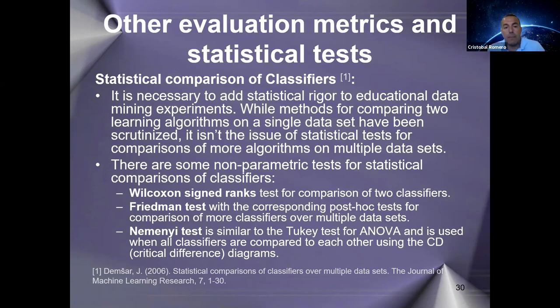Methods for comparing two algorithms on a single data set are normal; that isn't the issue. The issue of statistical tests for comparison is that we need them for multiple data sets. Okay, there are some non-parametric tests for statistical comparison of classifiers. What are these non-parametric tests? The first one is the Wilcoxon signed-rank test. The Wilcoxon test lets us compare two classifiers across different data sets, and you obtain which of the two classifiers is really the best and by how much difference.